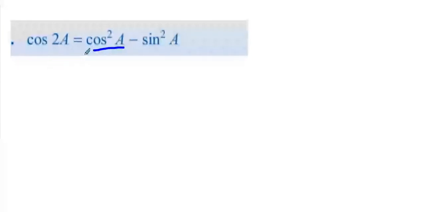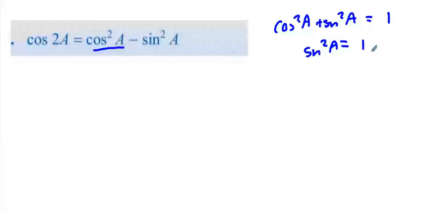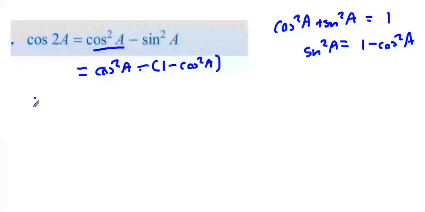cos 2a equals cos squared a minus sin squared a. Now, we also know that cos squared a plus sin squared a equals 1. This implies that sin squared a equals 1 minus cos squared a. So we put this in here, and we get cos squared a minus (1 minus cos squared a). So cos 2a is the same thing as 2 cos squared a minus 1.